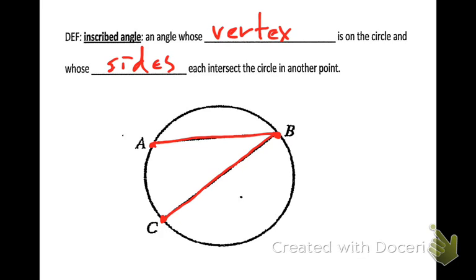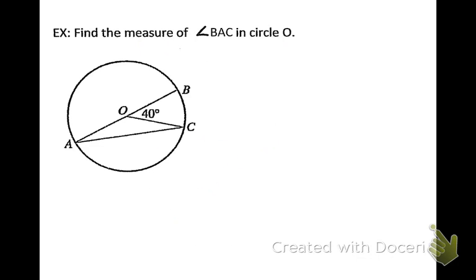Inscribed angle. We are going to find the measure of an inscribed angle here. Find the measure of angle BAC in circle A. Okay, so how could we go about finding the measure of angle BAC? How could we find that? Bryant.